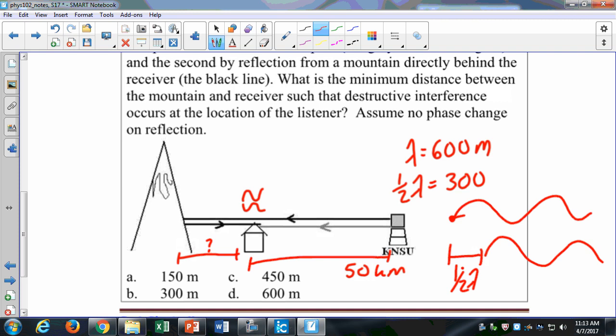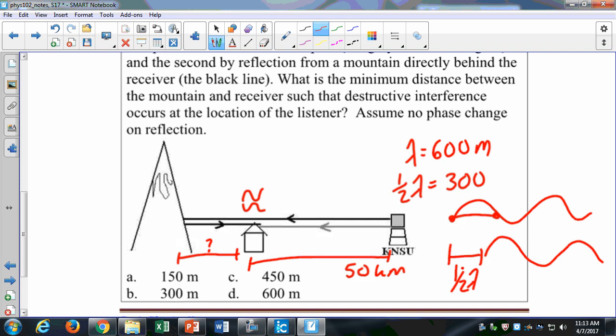Notice it starts here and it goes over to here. That's a half wavelength. That's not a full wavelength. But when I hold back, or shift over one of these waves by a half wavelength, it causes destructive interference. So what I want is to have this wave travel a distance equal to a half wavelength longer.